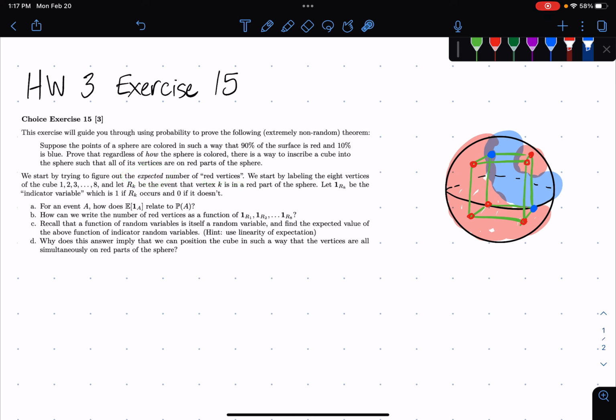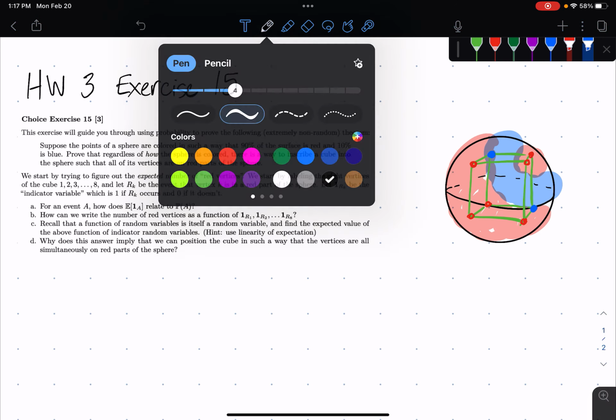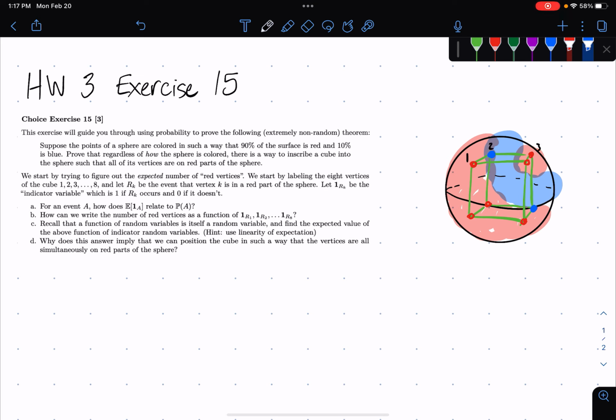of red vertices. We'll start by labeling them, R1, R2, all the way up to RK. Maybe we think of each of these vertices as having a number. It's not really too important which one. 4, 5, 6, 7, and 8. Okay. And RK is going to be the event that vertex K is in a red part of the sphere. So right now, RK is occurring. And the indicator variable 1 sub R sub K is going to be 1 if RK occurs and 0 if it doesn't.